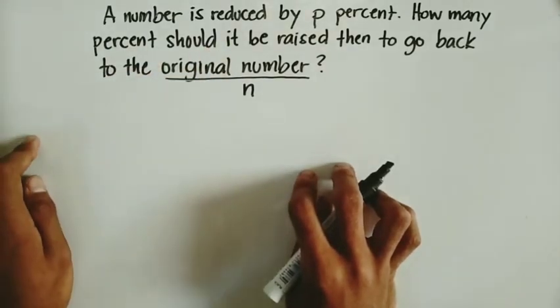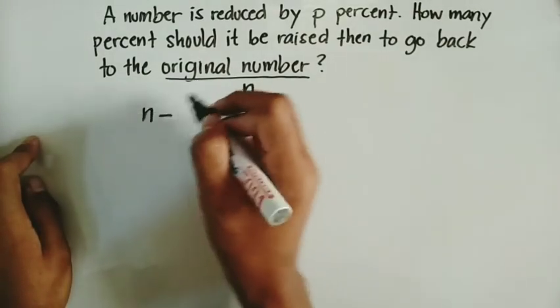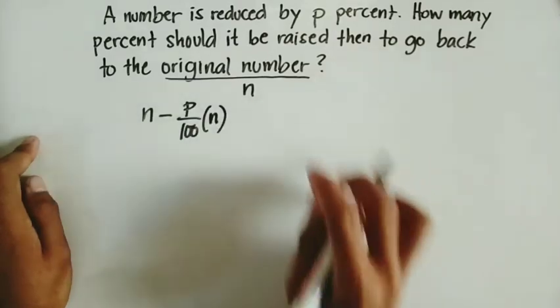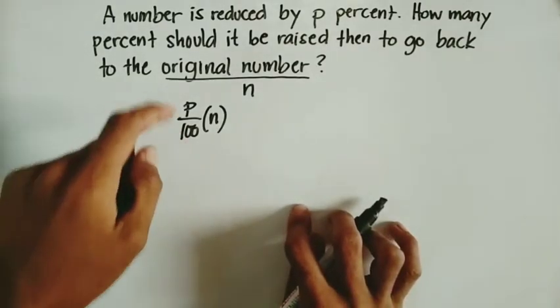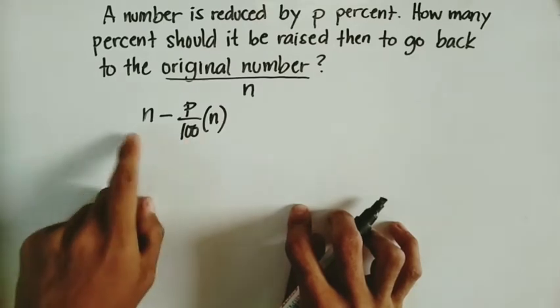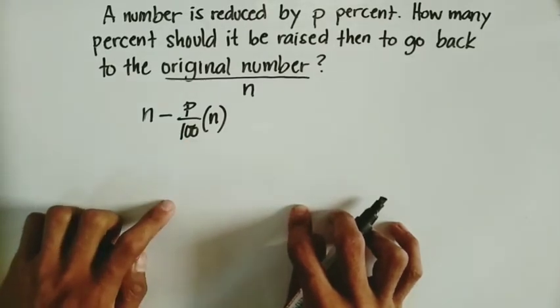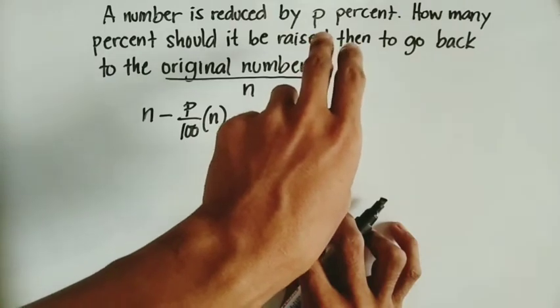A number is reduced by p%. So, magiging n minus p over 100 times n. So, ganito yung representation ng percent natin: p over 100 multiplied by the number n. So, di natin gagamitin dito yung decimal na version kasi di natin alam kung ilang digit ba tong p.